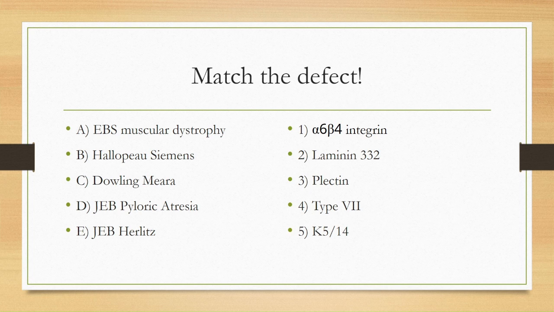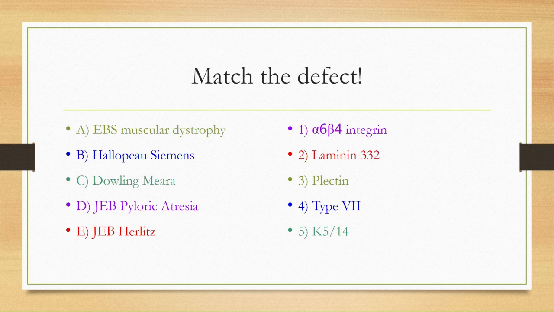Anyhow, enough talking for that. The EBS muscular dystrophy mutation is in, that's right, plectin. Hallopeau-Siemens is in type 7 collagen. Dowling-Meara also, what is it? Yep, good job. It's in keratin 5, keratin 14. That's your EB simplex. JEB pyloric atresia is an alpha 6 beta 4 integrin.